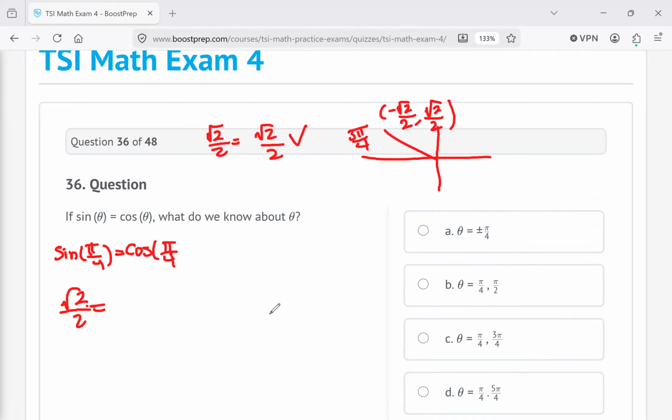I think it has to be D. Yeah, 5 pi over 4. Yeah, it's D, because they're both going to give you the same value. Yes, they're going to work. So I'm going to say D.